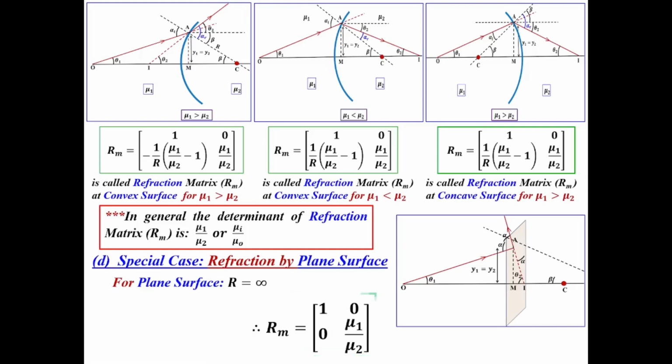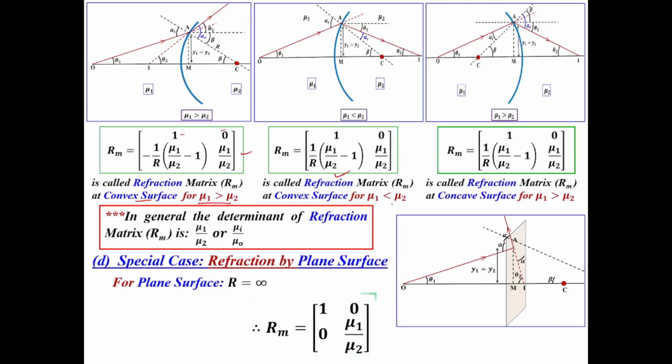Okay, hello everyone. In our last class, we discussed refraction matrices through a convex surface. Here we discussed the refraction matrix for a convex surface when mu1 is greater than mu2. We found the matrix is 1, 0, minus 1 by r, mu1 by mu2 minus 1, mu1 by mu2.